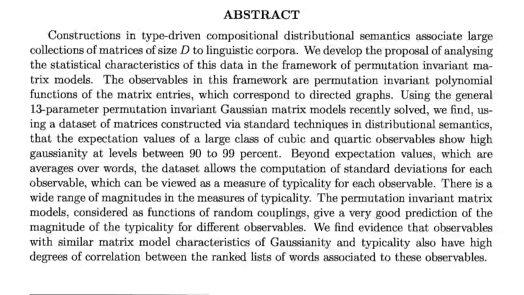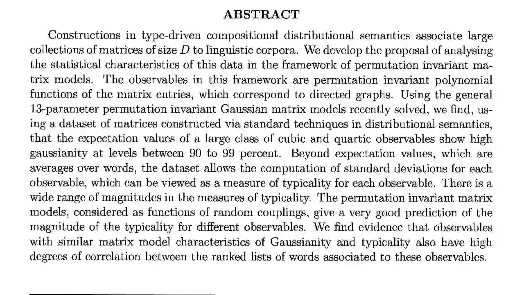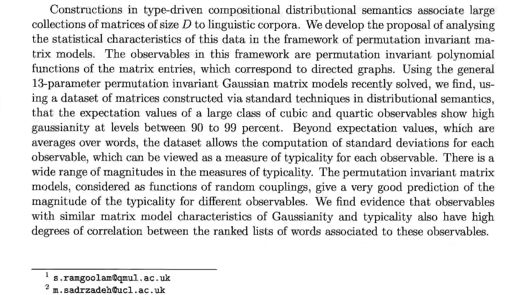Beyond expectation values, which are averages over words, the dataset allows the computation of standard deviations for each observable, which can be viewed as a measure of typicality for each observable. There is a wide range of magnitudes in the measures of typicality. The permutation invariant matrix models, considered as functions of random couplings, give a very good prediction of the magnitude of the typicality for different observables. No idea what any of that means. We find evidence that observables with similar matrix model characteristics of Gaussianity and typicality also have high degrees of correlation between the ranked lists of words associated to these observables. Okay, well, hopefully some of this is going to become clear.